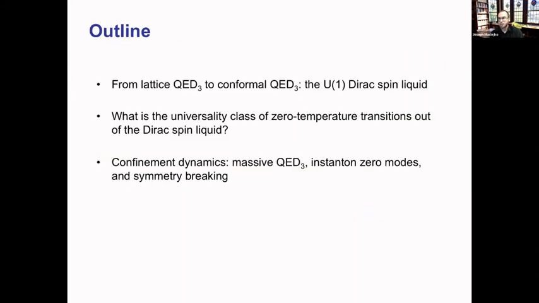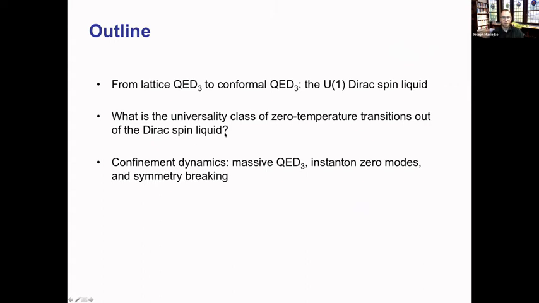Okay, so the outline of the rest of the talk will be as follows. First, I will focus on this U(1) Dirac spin liquid that I briefly alluded to, and briefly explain how it might arise from lattice QED3 in some conformal limit, which is the conformal QED3 fixed point that David essentially mentioned, that shows up in the large N limit, and assuming that relevant operators like monopole operators and maybe some 4-fermion operators are irrelevant, which will be the case in the large N limit.